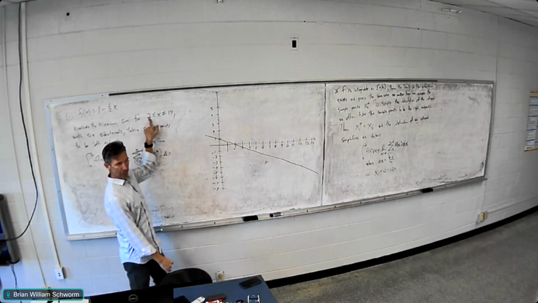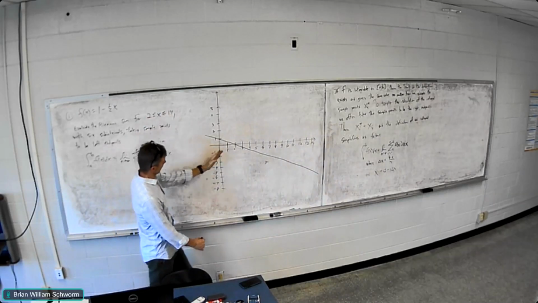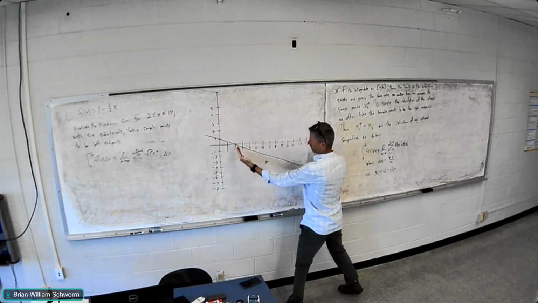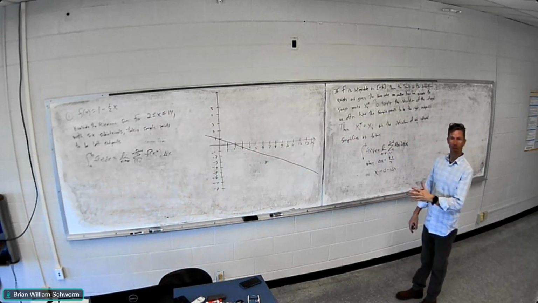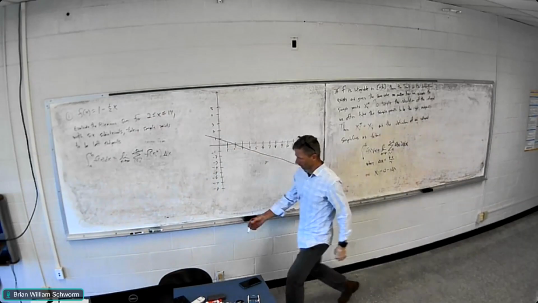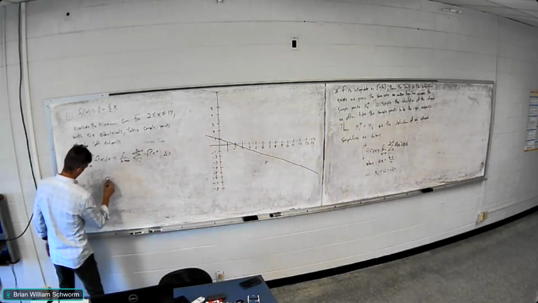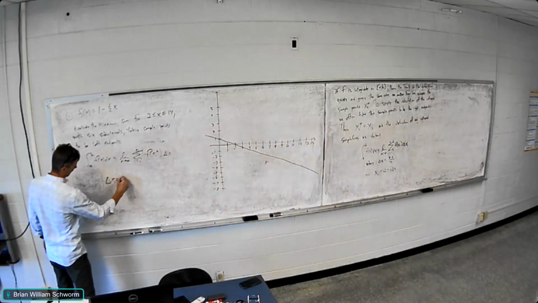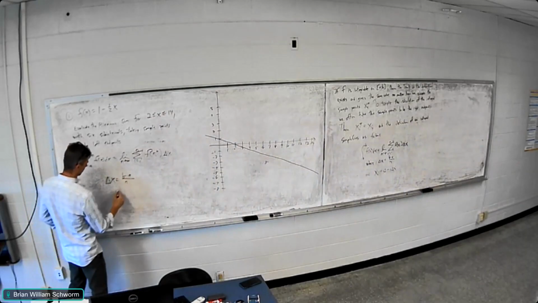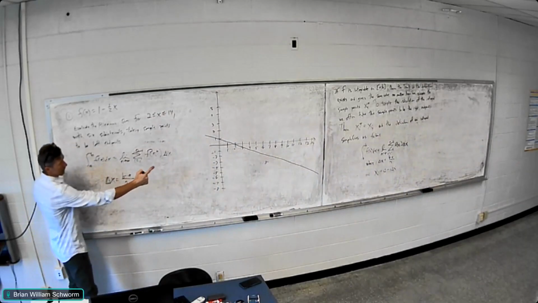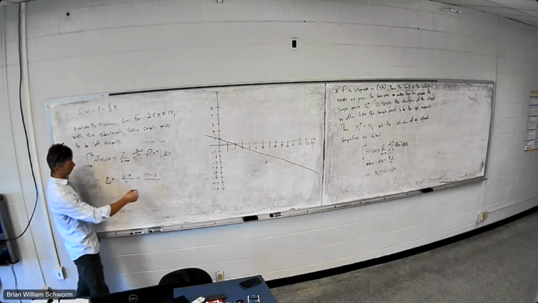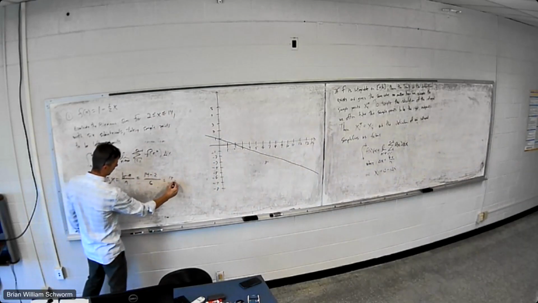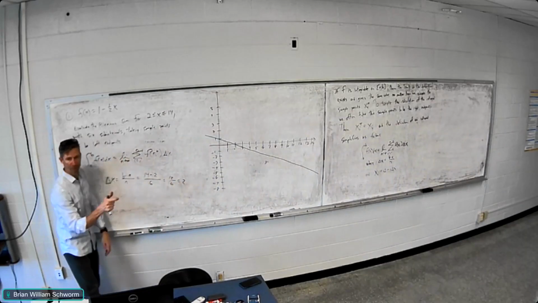The interval we're interested in is 2 to 14, and I want 6 rectangles. So what does the width have to be? The width, delta x, has the formula b minus a over n. So it's 14 minus 2 over 6, since we're doing 6 rectangles. That's 12 over 6, which is 2. So the width is 2.